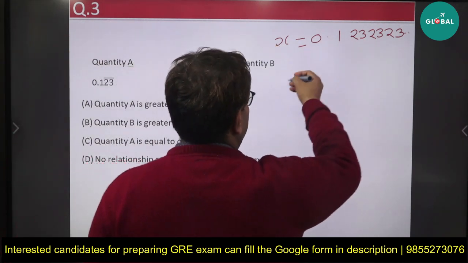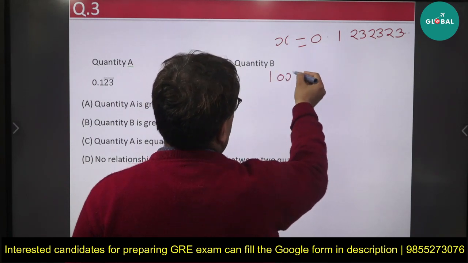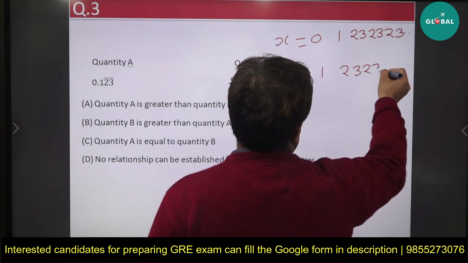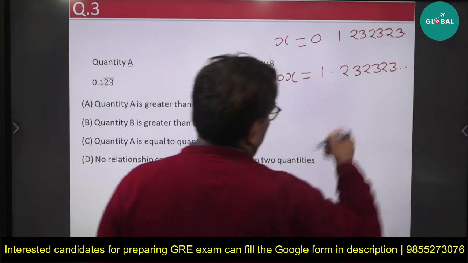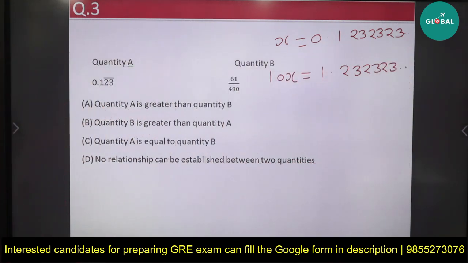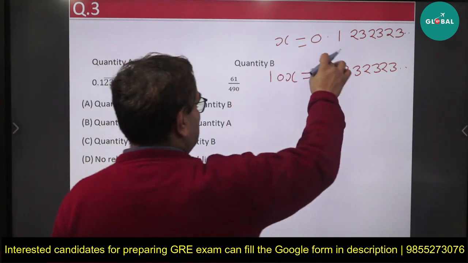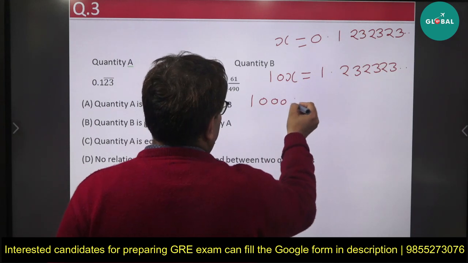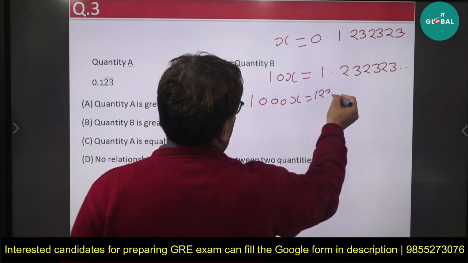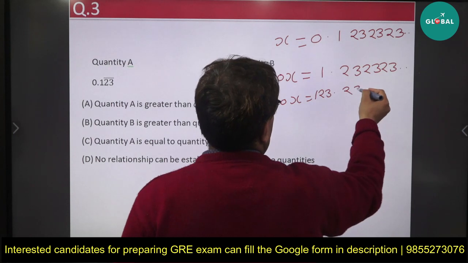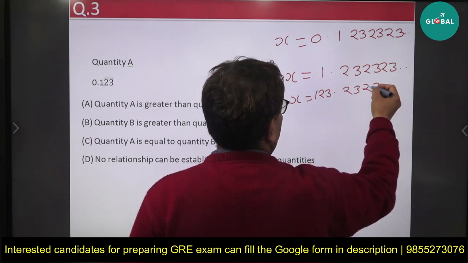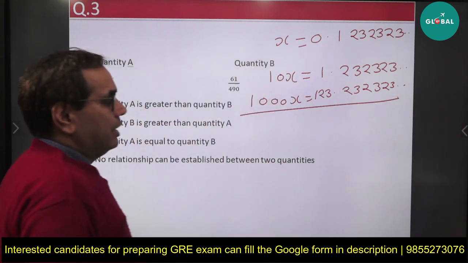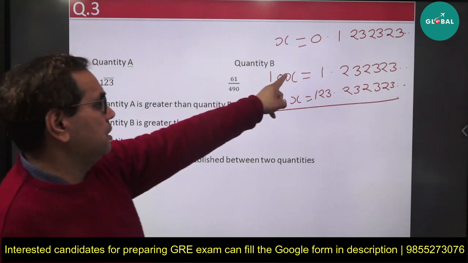Let us multiply by 10. So 10x equal to 1.232323 and so on. Okay, 10x equal to this. Now again multiply both sides by 100, so that you get 1000x equal to 123.232323 and so on. Now draw a line and subtract this equation from this.